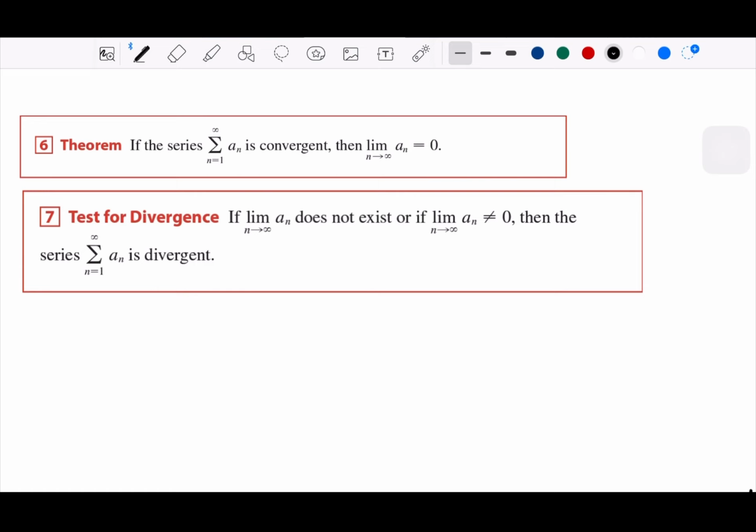Okay? So now, if you have a series, the first test you can do is take the limit. If it's not 0, you could just answer, okay, it's divergent.